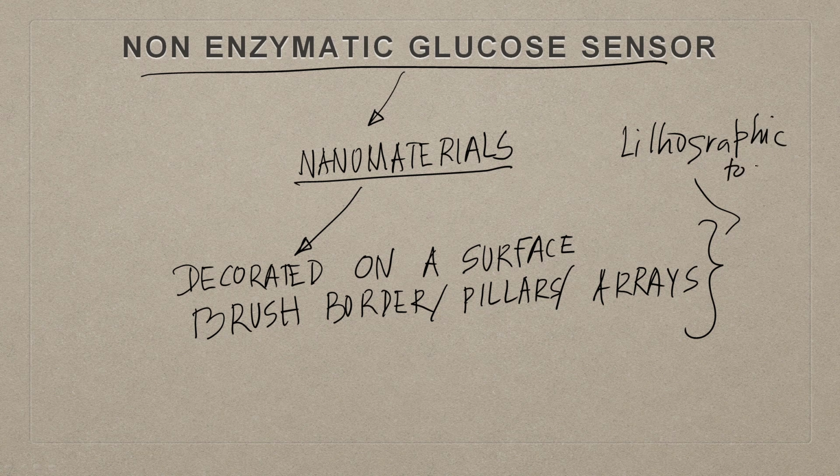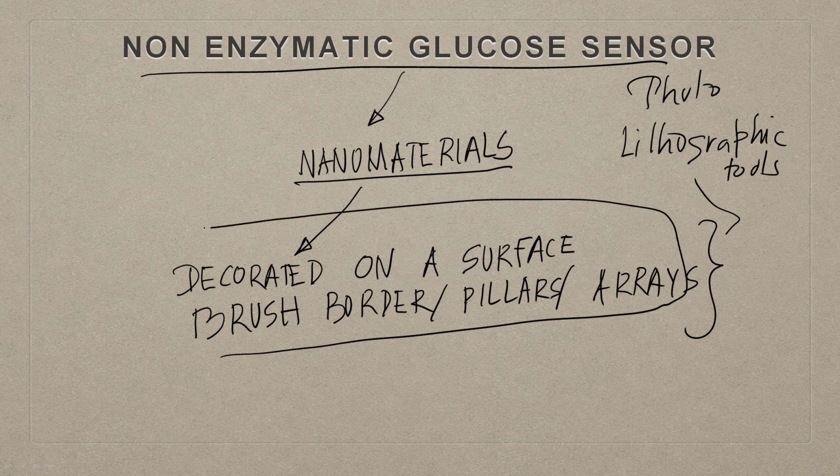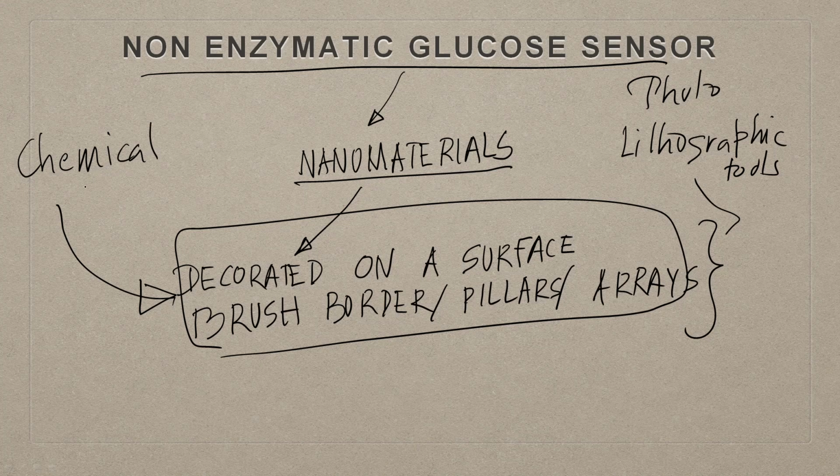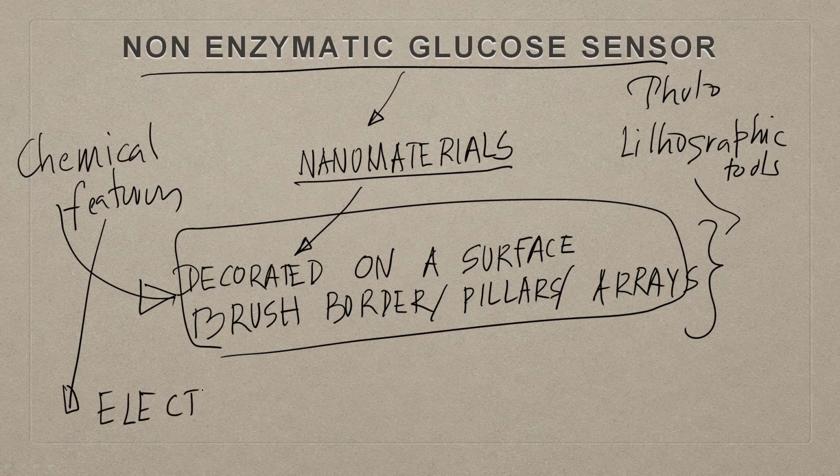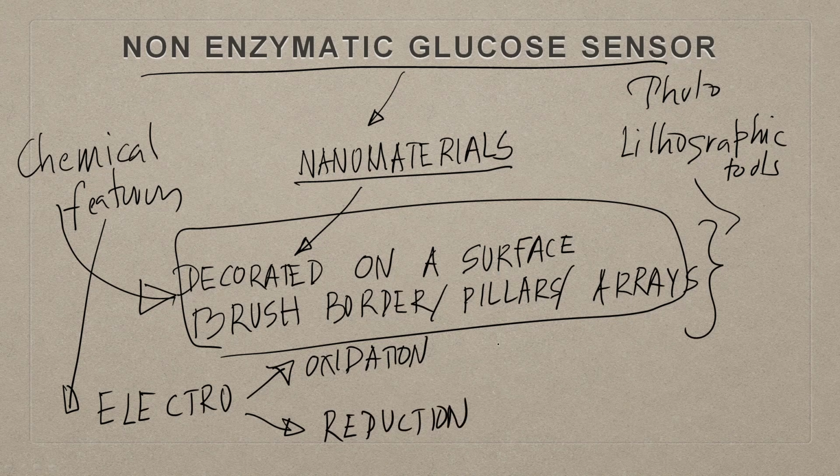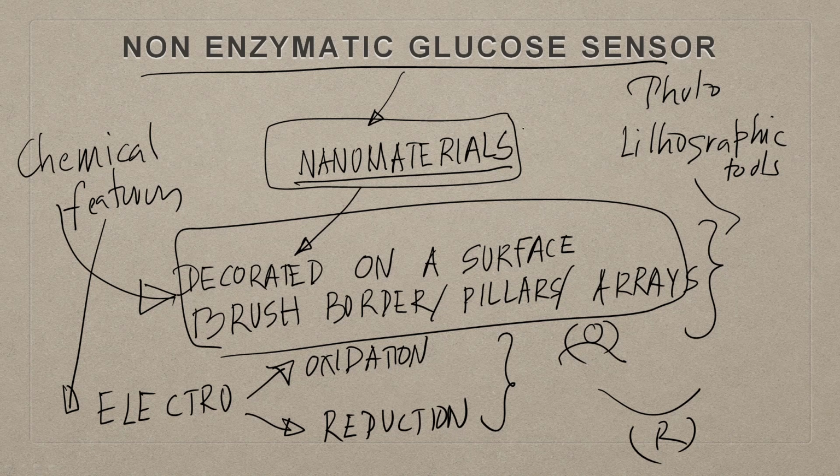Using multiple techniques, these could be done using different kinds of lithographic tools. Mostly they use photolithographic tools, and these surfaces have chemical features to conduct electro-oxidation or electro-reduction, or with multiple layers, both oxidation and reduction. And there are multiple nanomaterials which are used for this, like zinc, cobalt, and a series of others.